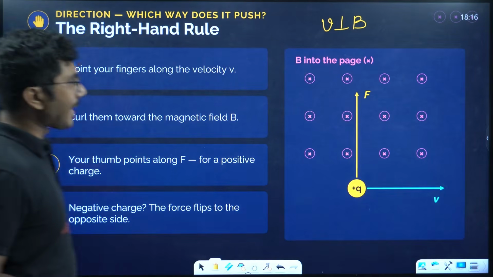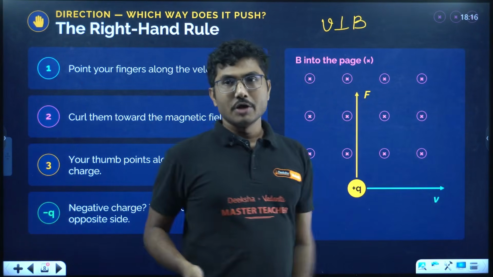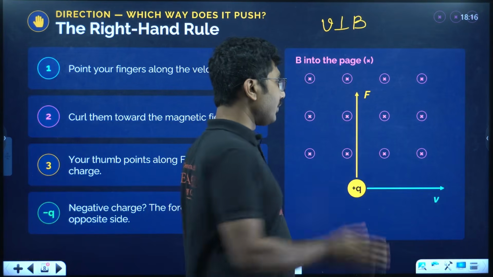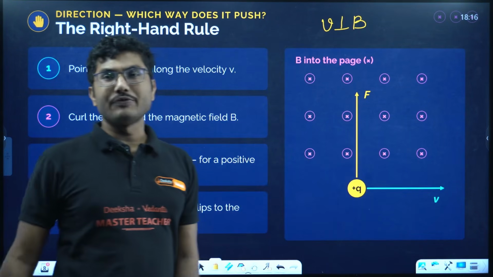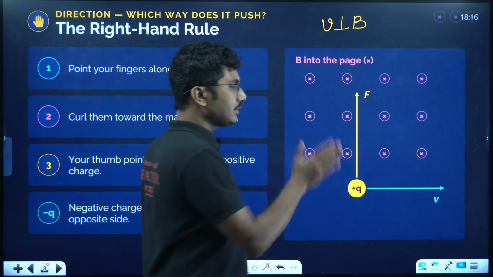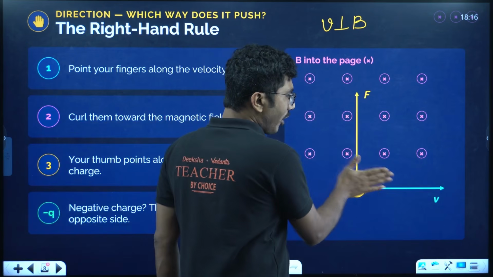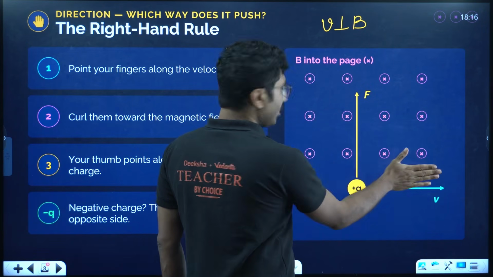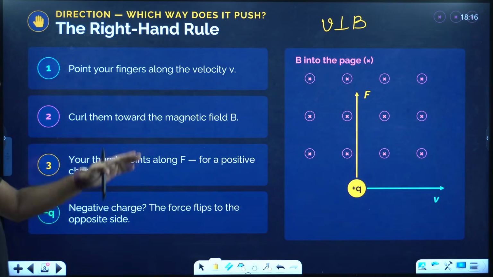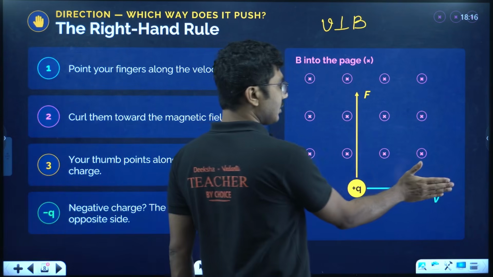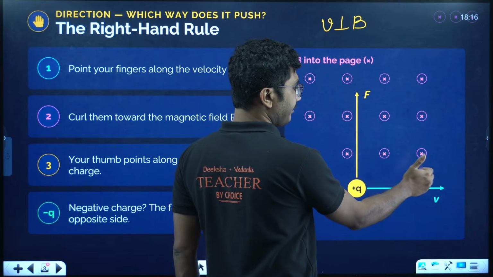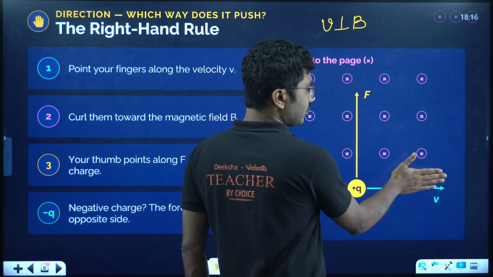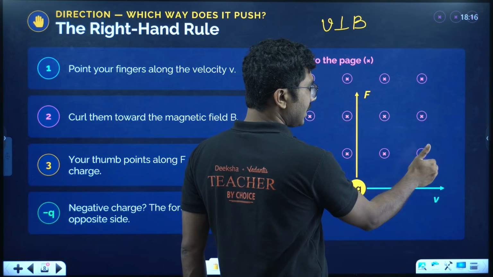Here the magnetic field is denoted by a cross, which means the magnetic field is into the page. Now the velocity is in this direction. How do we find the direction of force? First, take your right hand and point your fingers in the direction of the velocity. Next, curl these four fingers towards the magnetic field B. So first point them towards velocity V, then curl them towards the magnetic field.